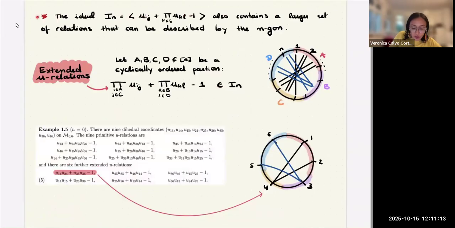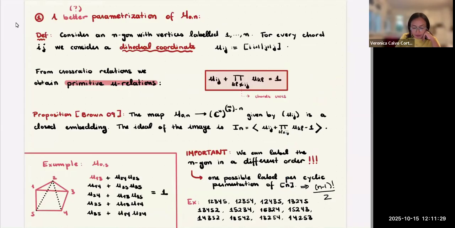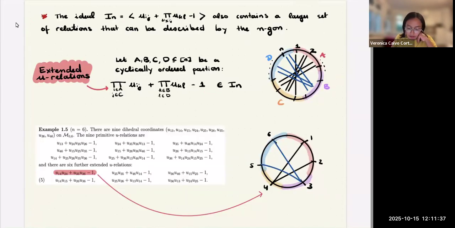Okay, so this ideal of primitive U relations actually also contains a larger set of relations that can also be described by some combinatorics of the n-gon. And to be exactly precise, in his original proof in 2009, Francis Brown actually includes this in the definition of the ideal, and then it was later shown by Thomas Lam that these extended U relations are actually implied, so it's enough to consider that the ideal is generated by the primitive U relations. Okay, so what are these extended U relations?